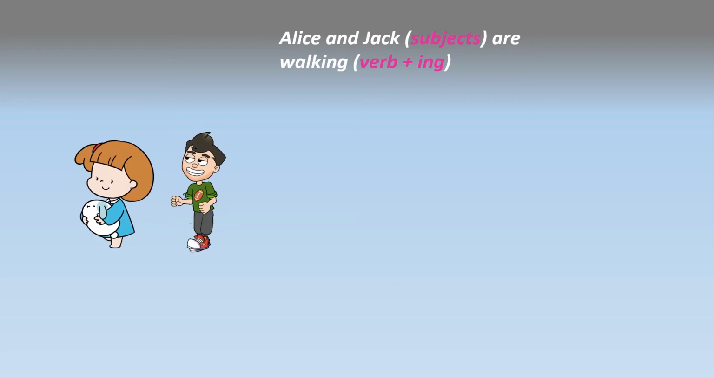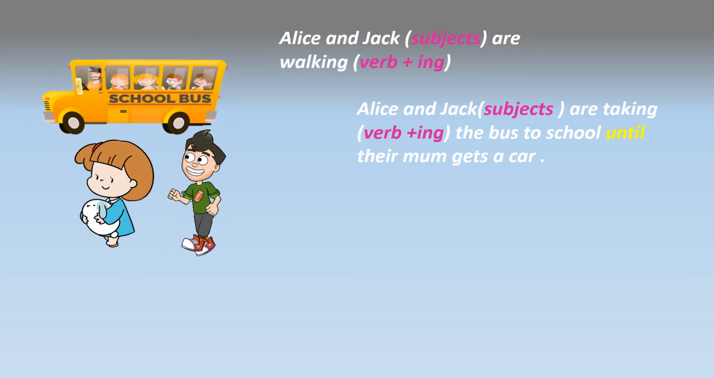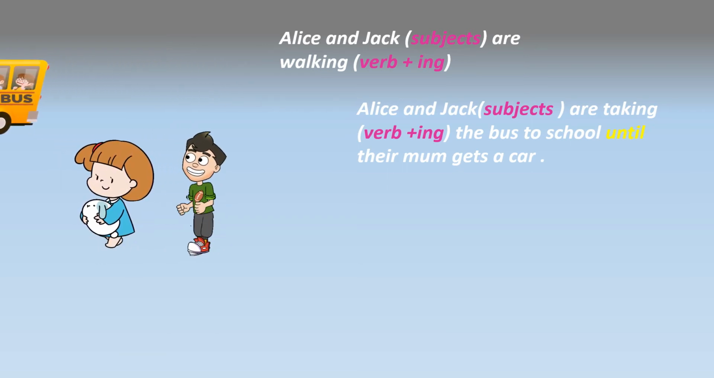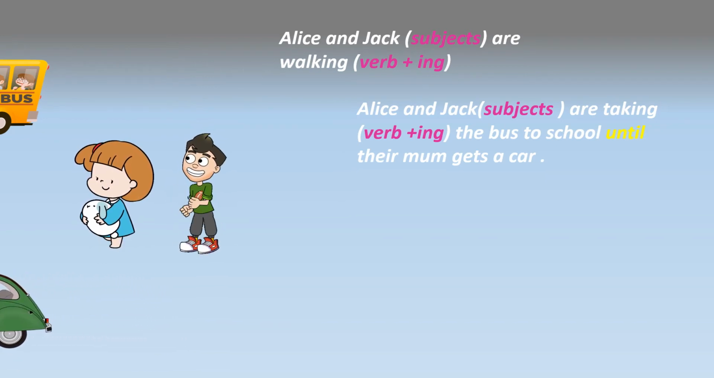Okay, so now let's look at this as a temporary arrangement. So Alice and Jack are taking the bus to school until their mum gets a car. Now, we can see this is a temporary arrangement because we have until. It means that Alice and Jack will do this for a short while, and then this situation will change until their mum gets a car.